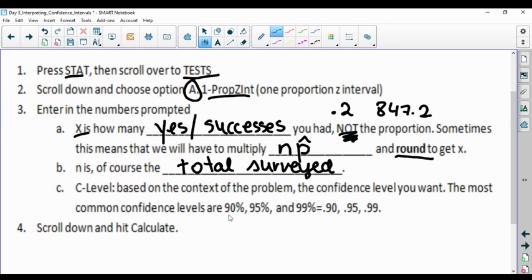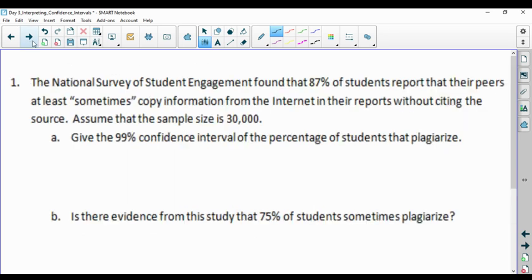And if you recall, we will always have either 90%, 95%, or 99%, and you enter one of these as a decimal. Then you hit calculate, and you should have your confidence interval nice and fast instead of doing it by hand. Of course, you can do it by hand if you'd like to, but this is another option for you. So let's see one of the problems.